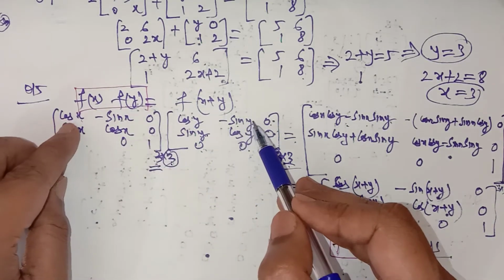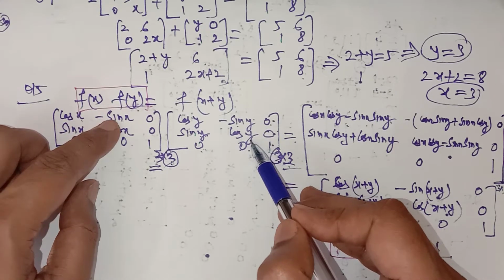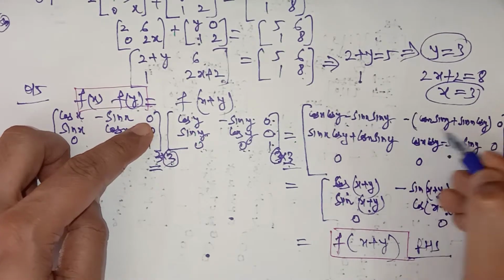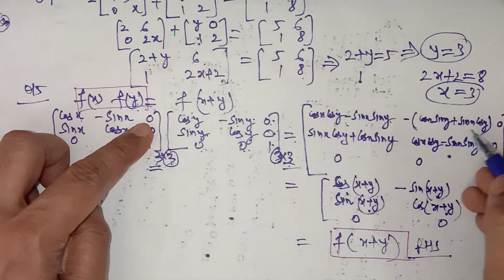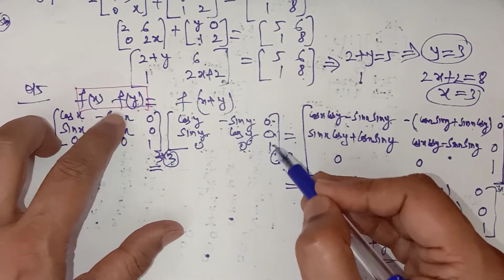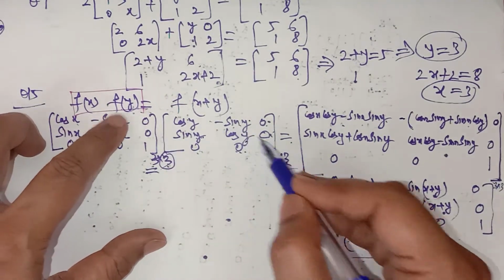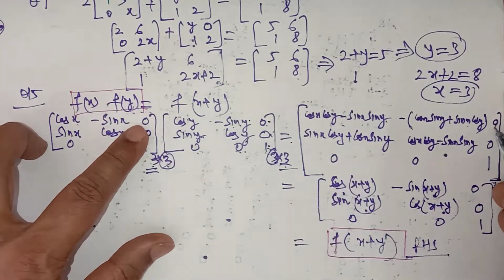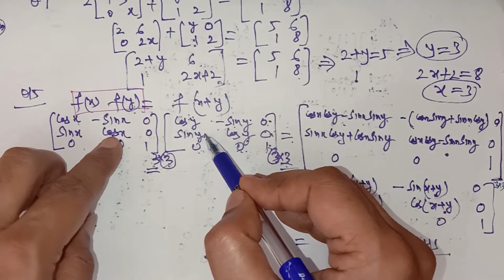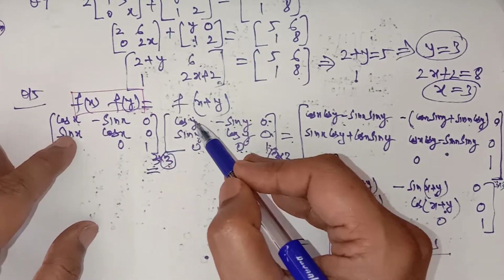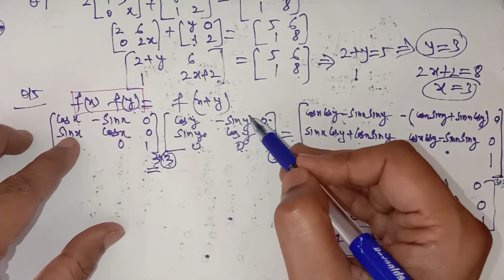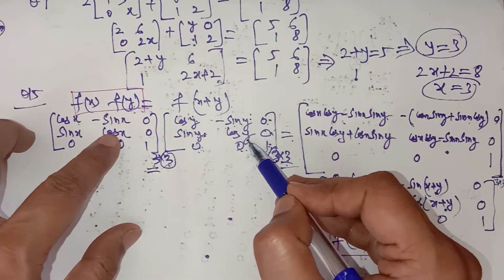First row, second column: minus cos x sin y minus sin x cos y plus 0. Both elements are negative, so I have taken minus common, so it is minus of cos x sin y plus sin x cos y. First row, third column: 0 plus 0 plus 0, so the element is 0. Second row, first column: sin x cos y plus cos x sin y plus 0. Second row, second column: minus sin x sin y plus cos x cos y plus 0.